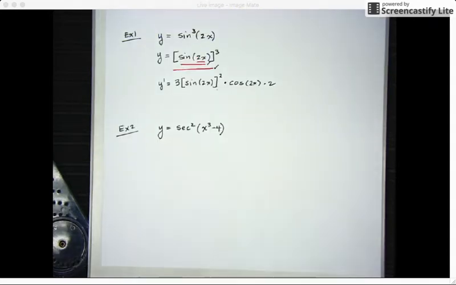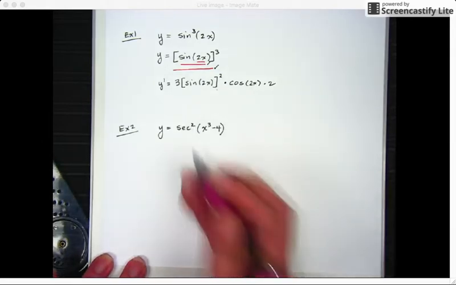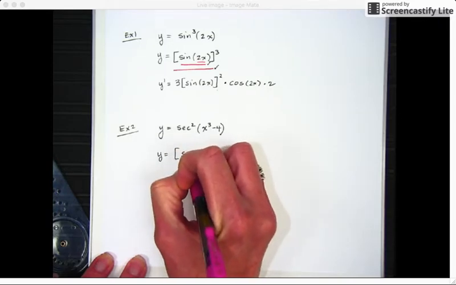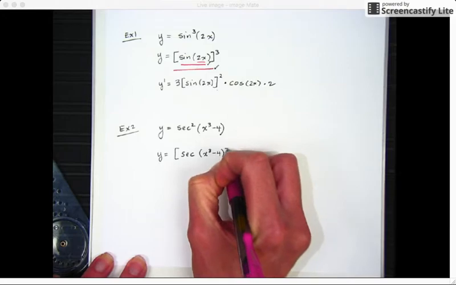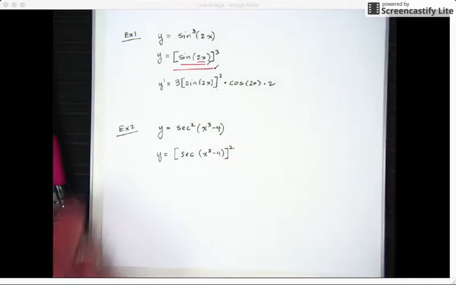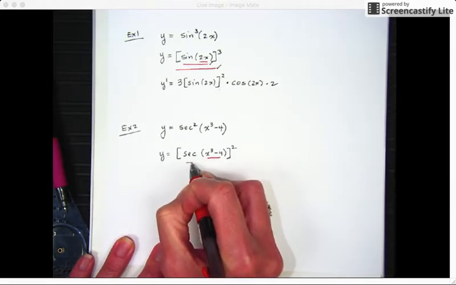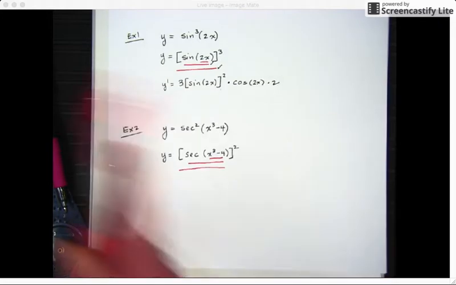All right, for example 2, again, we have another trig function with a square here. So I'm going to rewrite it. Secant of x cubed minus 4, and this is all squared. So here's my innermost function. The second function is the secant, and then the quantity all squared.